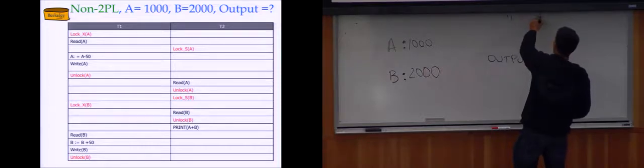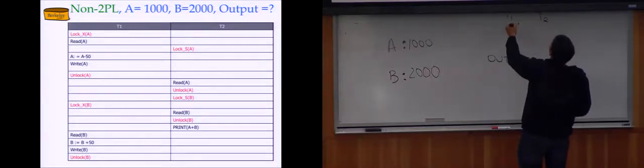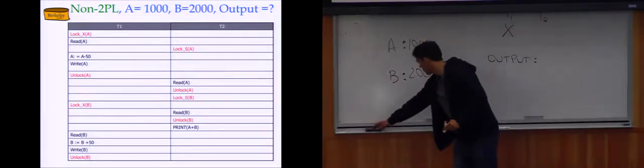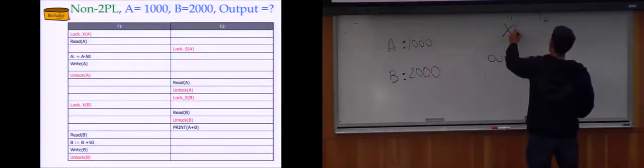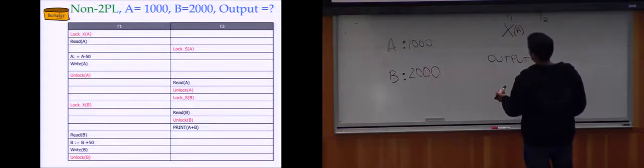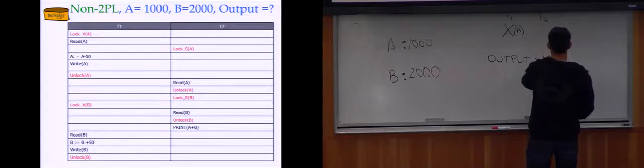Sure, that's great. Make sure to write real big. So T1 has an X lock on A. So you could say X of A under T1 if you want. Great. It reads A, so what does it think A is? Oh, that's the output. Don't write there. That's what we're going to print.